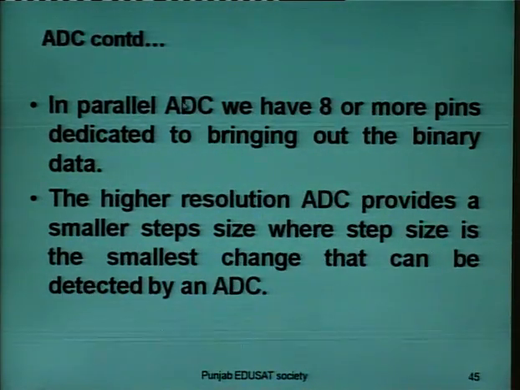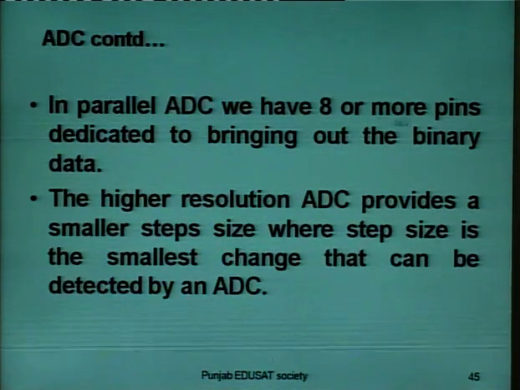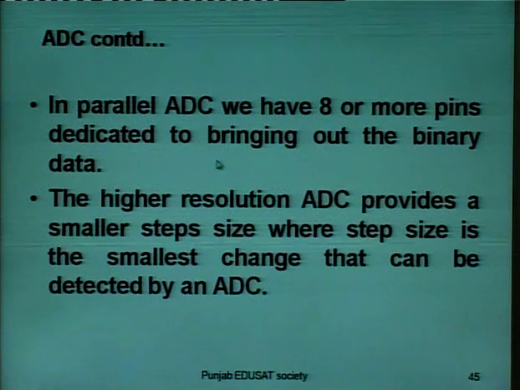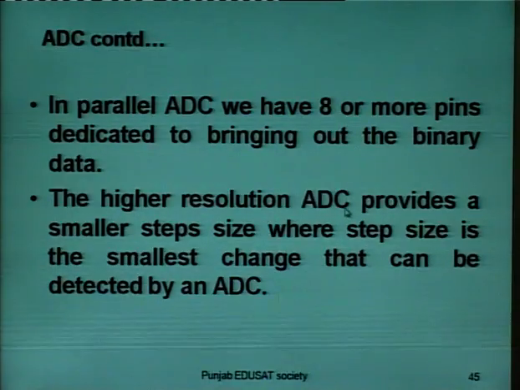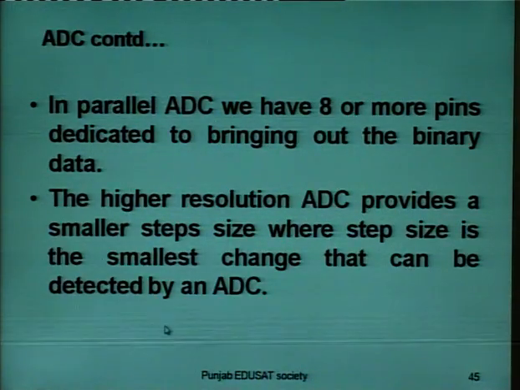In a parallel analog to digital converter, we have 8 or more pins dedicated to bringing out the binary data. A higher resolution analog to digital converter provides a smaller step size, where step size is the smallest change that can be detected by any ADC.